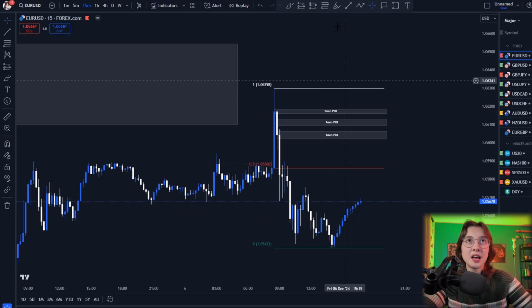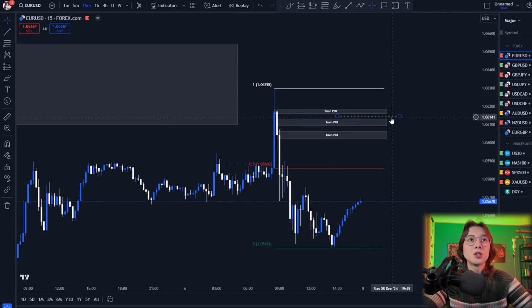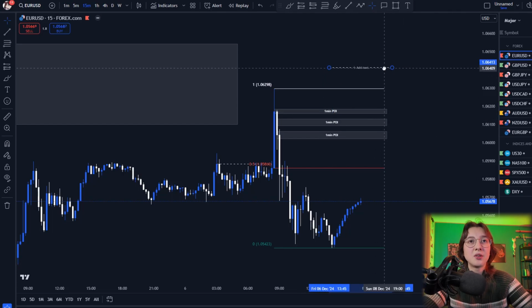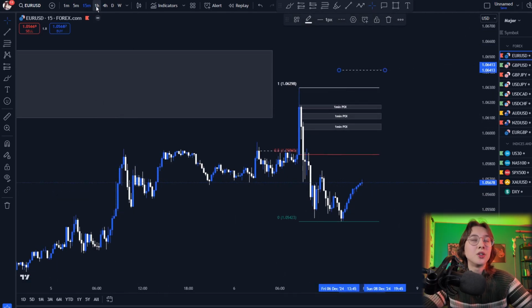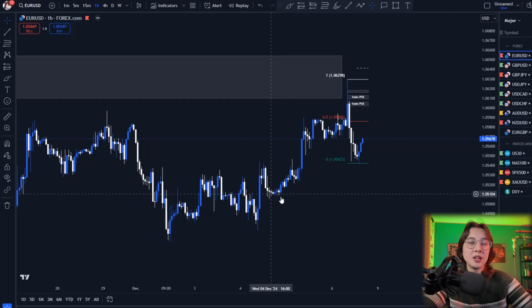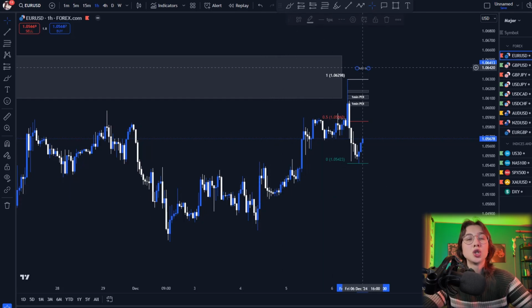Your limit will be set at this level exactly right here. Stop loss will be above the high in this area, and take profit 1 at the low, and take profit final can be at this hourly low right here. So yeah, that's pretty much it for Euro USD.